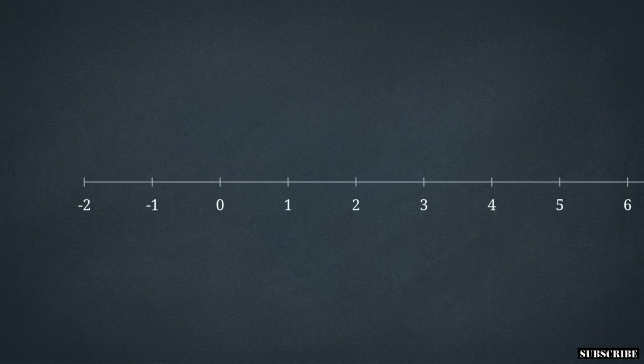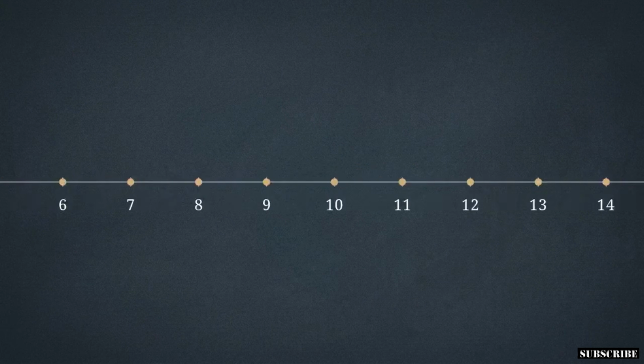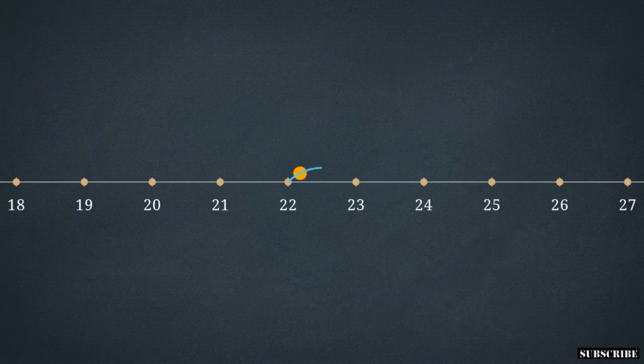Look at this number line. When counting with integers, we jump from one whole quantity to another. 1, 2, 3. The system is rigid. At 22, your neighbor is 23. It's a stepping stone path with absolute voids between each stone.